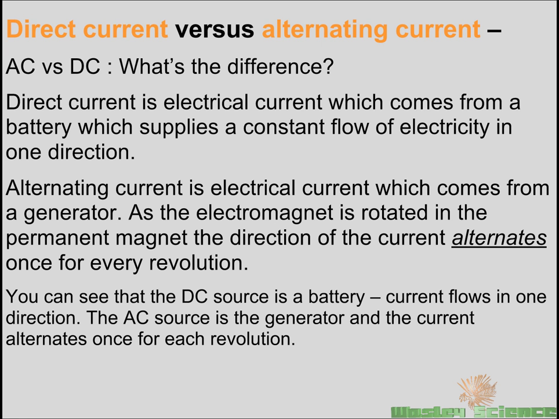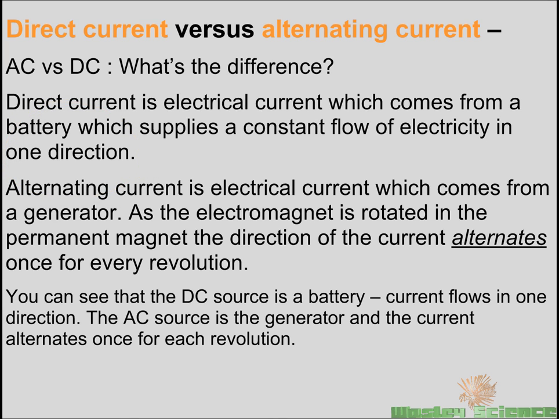Alright, one more thing I want to talk about before we end this: direct current versus alternating current, AC versus DC. So what's the difference? Direct current is when electrical current is supplied by a battery, and that's the really important part. So if we ever use a battery, it's DC. There's a constant flow of electricity, and it's only going in, here's the key, one direction.